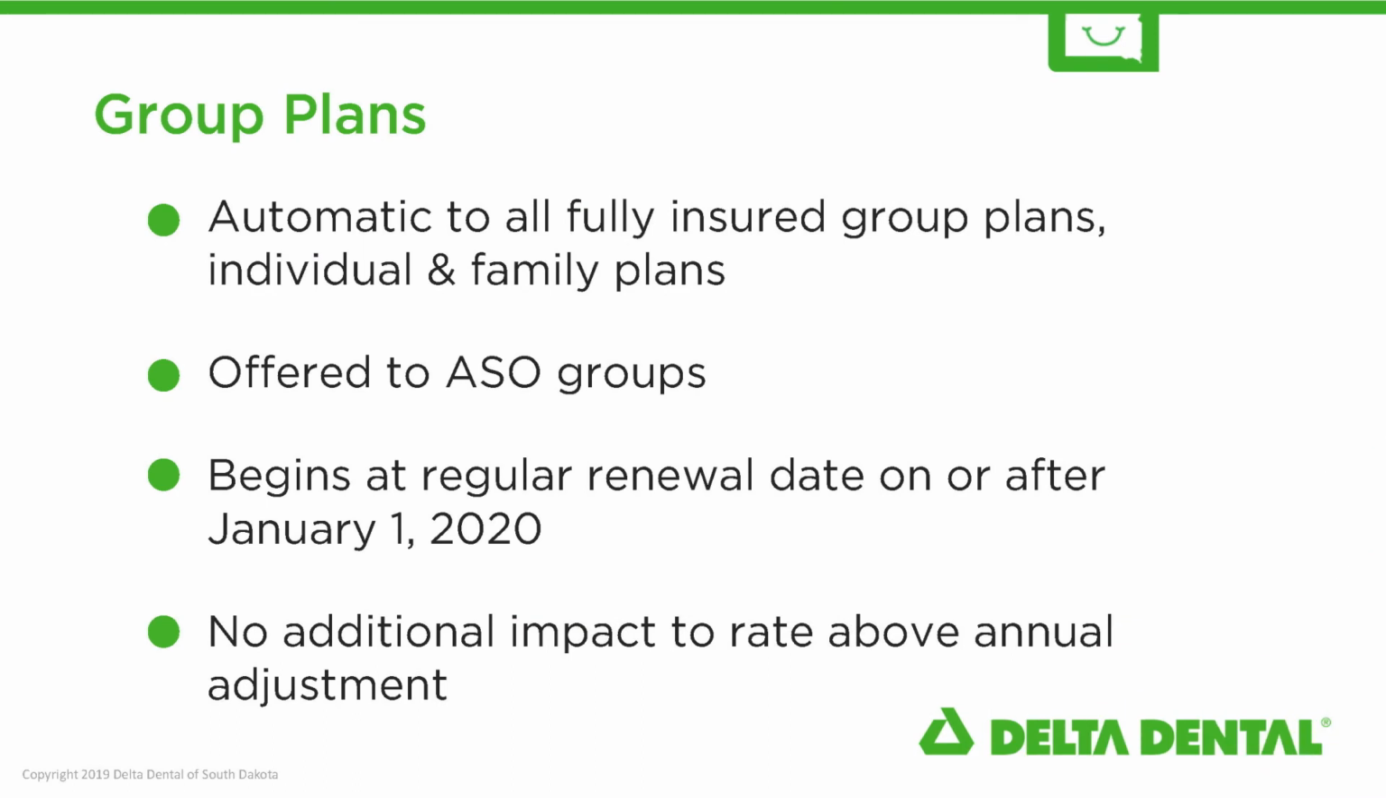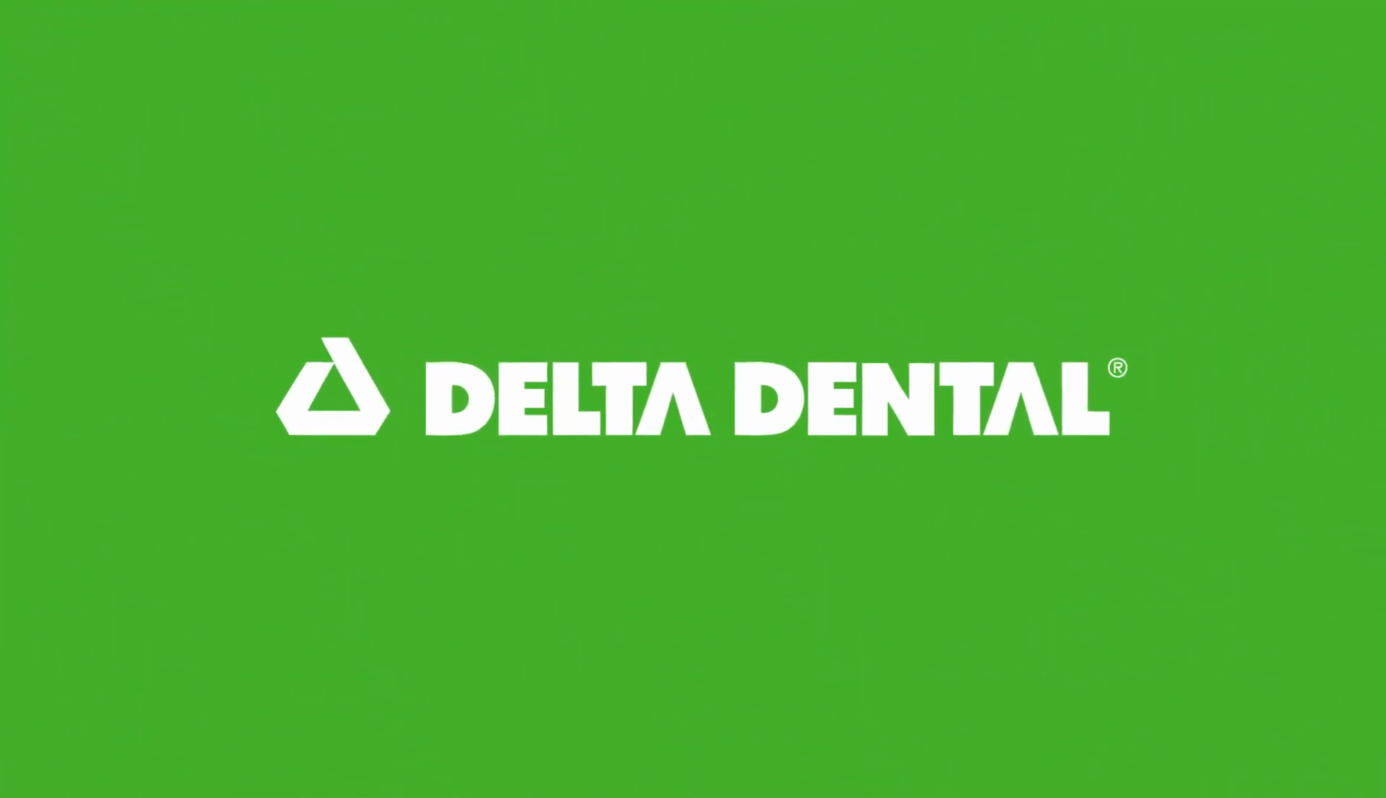All of our fully insured group plans, individual plans, and family plans do. These groups are all automatic to Health Through Oral Wellness unless they opt out, and very few have. These groups all have Health Through Oral Wellness included in their policy at the start of their new benefit year. For example, if a policy runs January to December, they will be able to have the risk assessment and unlock additional benefits at the beginning of January.